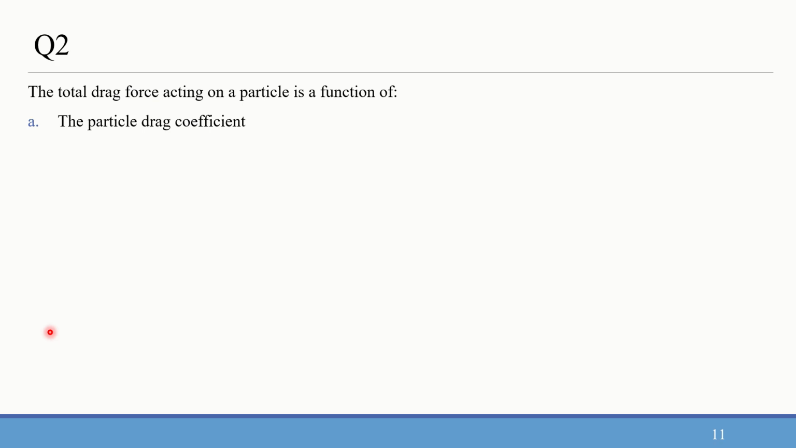Now we have question 2. In question 2, what is asked? The total drag force acting on a particle is a function of dash. Option A, particle drag coefficient. Option B, projected area of the particle. Option C, both 1 and 2. Option D, none of the above. So again, I'll give you a minute, and then we will discuss the answer. If you get the answer, let me know.